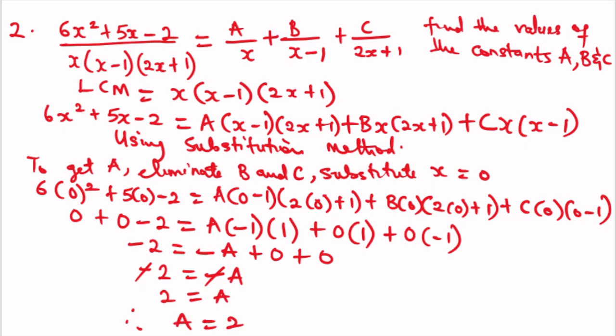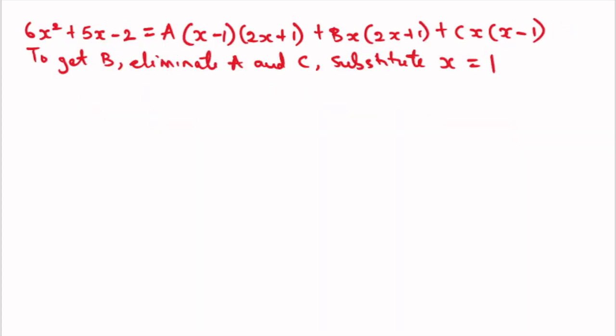So now that we've gotten the value of a, we'll have to get the value of b and c. Now, to get b, which is what we'll have to get now, we have to eliminate a and c and substitute x to be 1. In the sense that if I put x to be 1 here, 1 minus 1 gives us 0, so a is eliminated. And if I come to the c part and I put 1 in the brackets, 1 minus 1 gives us 0. So c will also be eliminated. So this will actually work to get the value for b.